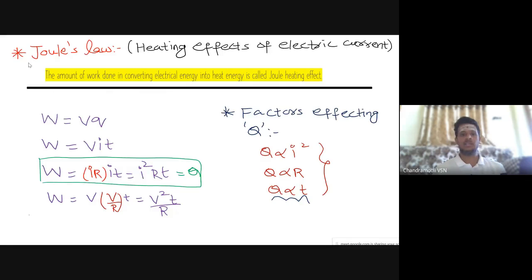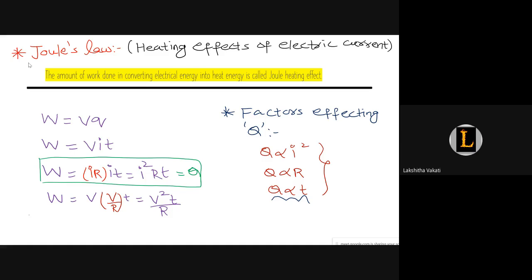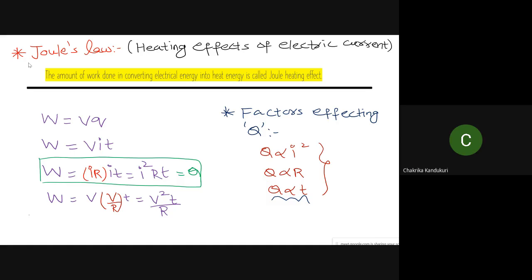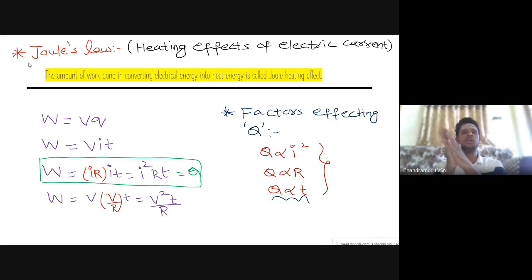Once again, I want anybody to explain: Joule's law strictly speaks about what? Heating effects of electric current. Can you read that yellow colored, highlighted one? The amount of work done in converting electric energy into heat energy is called Joule heating effect. Suppose when we rub two hands, now it is winter. The purpose of rubbing these two hands, what does it produce? Heat. We are doing work mechanically that produces heat. But instead of mechanical work, if it is done electrically, then that is called heating effects of electric current.